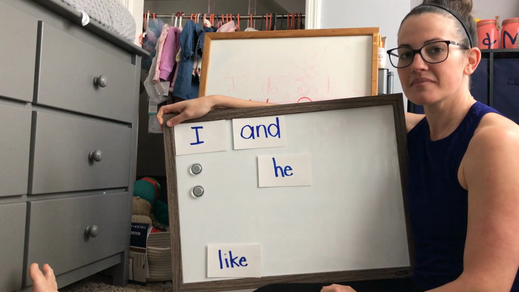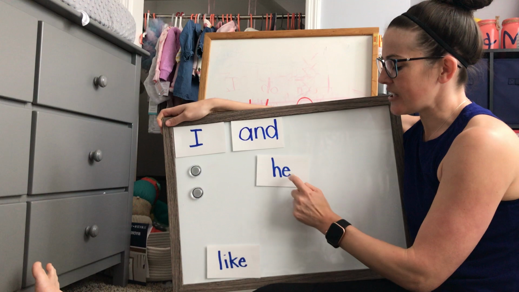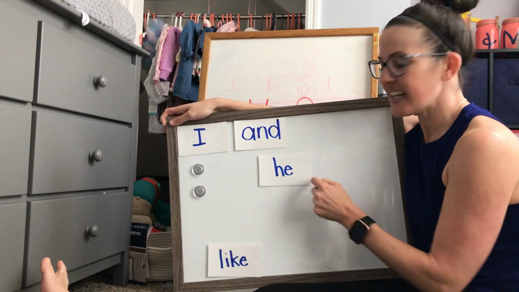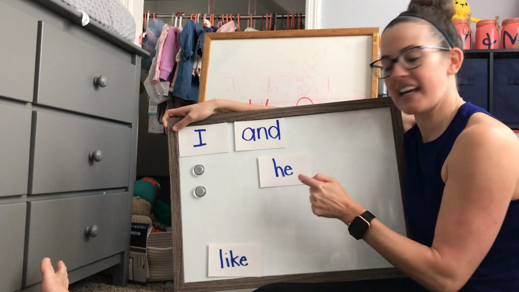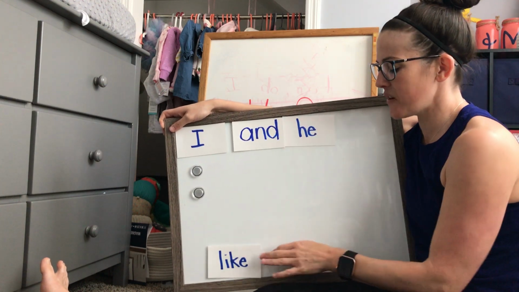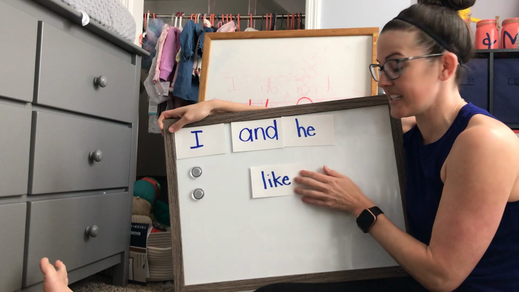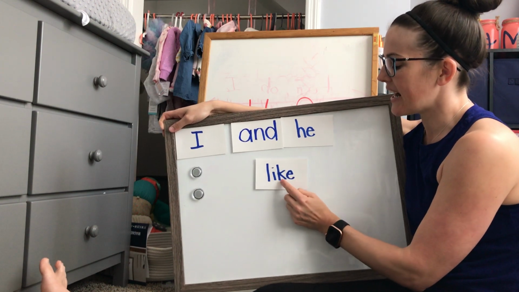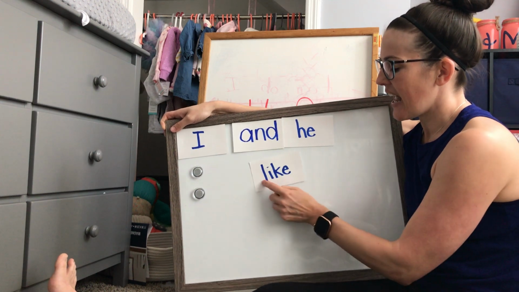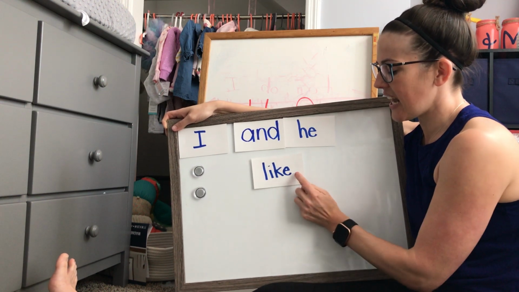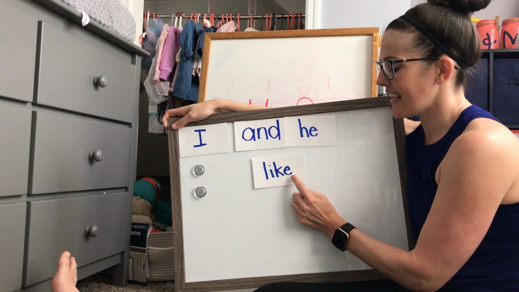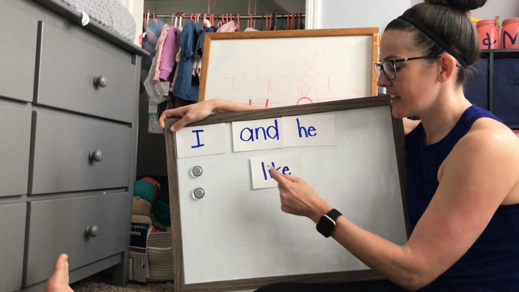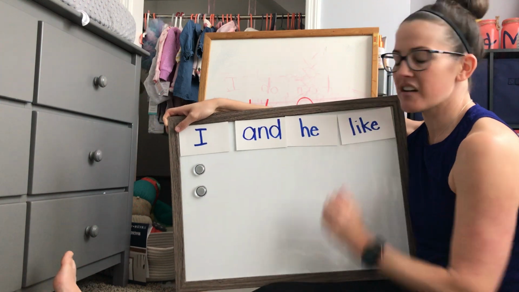So we have I, and. What's that word? He. Spell it. H-E, he. Again, H-E, he. One more time. H-E, he. Say it 3 times. He. Last one. This one we practice a lot because we use it in sentences. You'll see this in books a lot too. Like. Let's spell. L-I-K-E. Like. L-I-K-E. Like. Say it 3 times. Like.